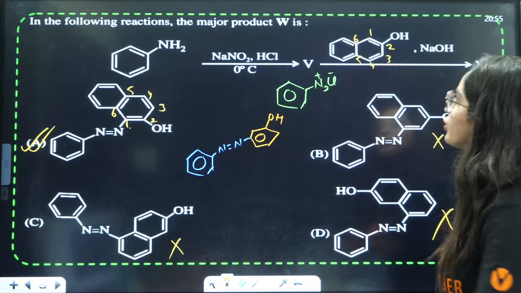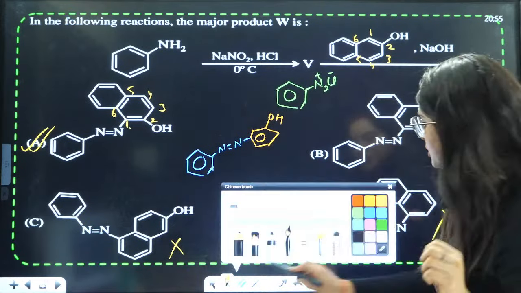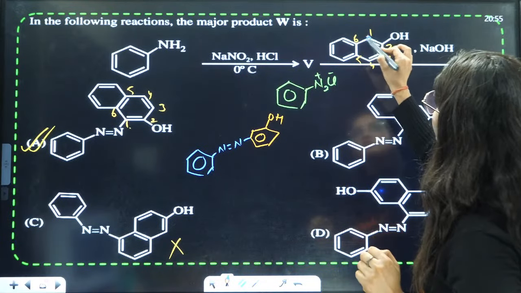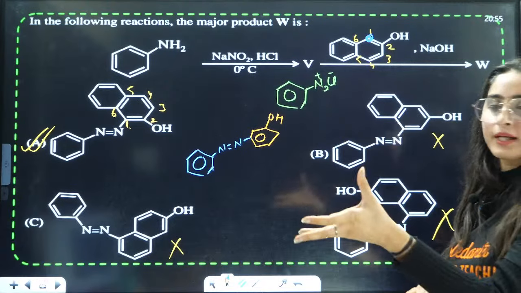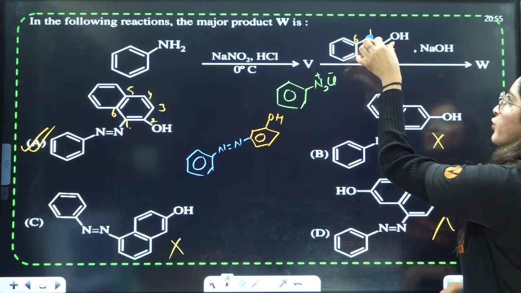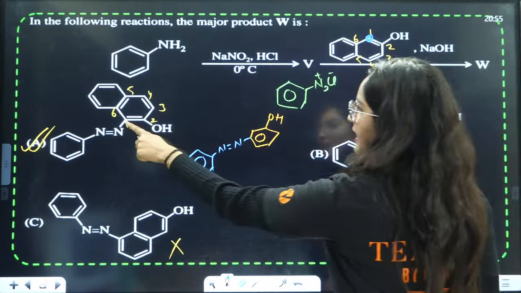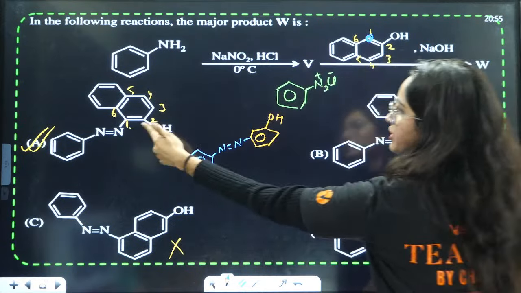Understood? How to do it? Basically, this position will get attached. This position will get attached. So just to see what will be the correct answer, I marked 1, 2, 3, 4. 1 is attached here, right?